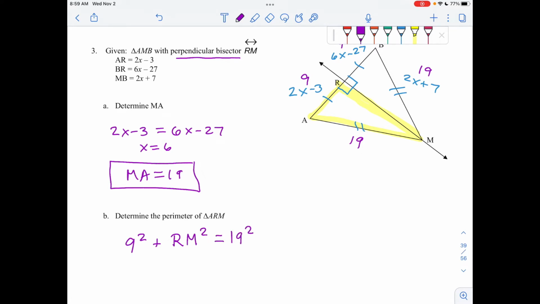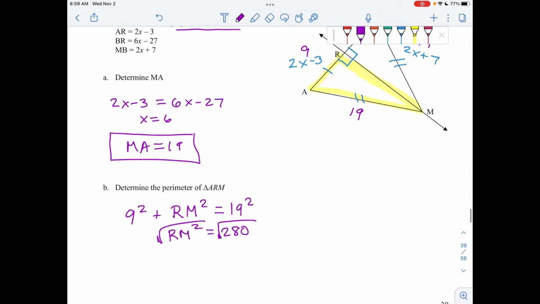So a squared plus b squared equals c squared. And I'm going to solve this out algebraically. So I get RM squared equals 280. I take the square root of both sides. And just so that we can practice, I am going to simplify that radical. I can divide 280 by 4, and the square root of 4 is 2. So I get 2 square root 70, because 280 divided by 4 was 70. And I don't think that simplifies anymore.